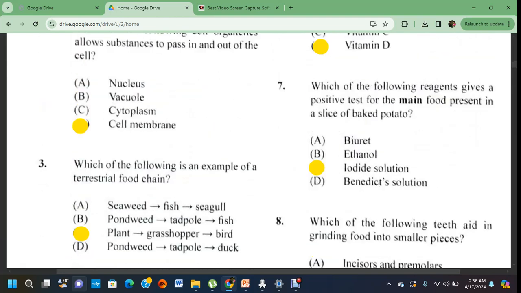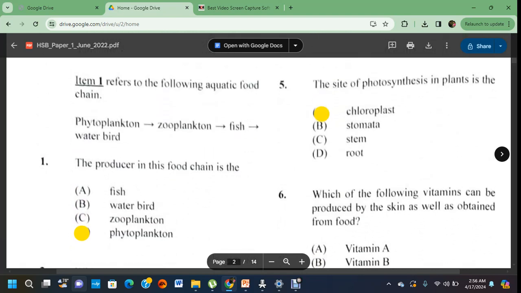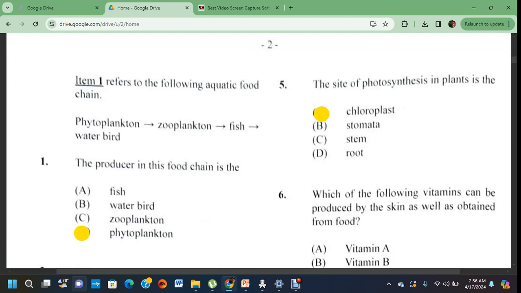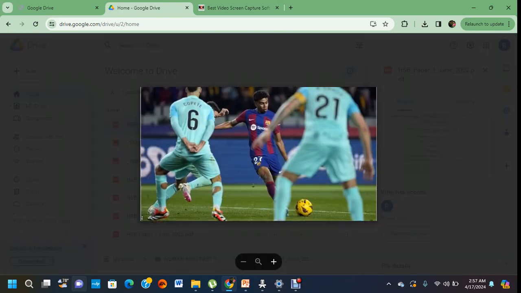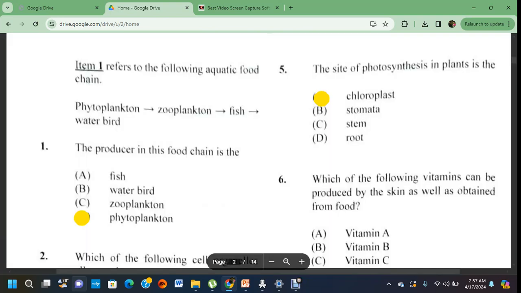Let's go over to question number 5. The site of photosynthesis in plants is, so the site means the place where exactly photosynthesis takes place in plants, and that is in the chloroplast. So it is definitely not the stomata, it is definitely not the stem, nor the root. It is actually the chlorophyll in the chloroplast. And of course, photosynthesis is the process by which plants make their own food, right? So that's the process by which plants make their own food.